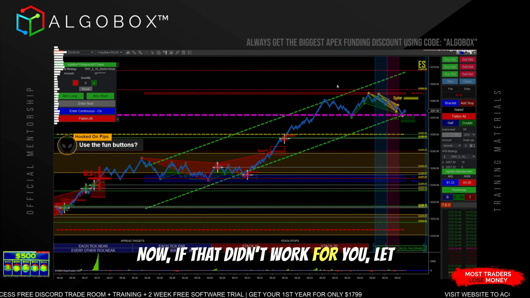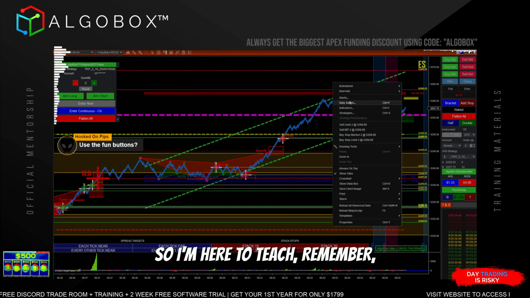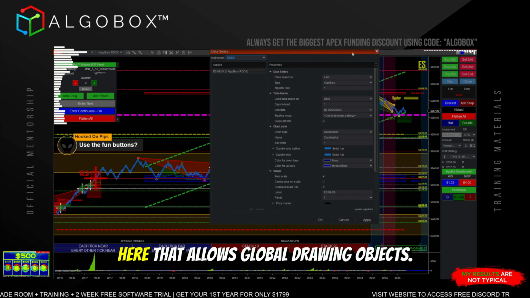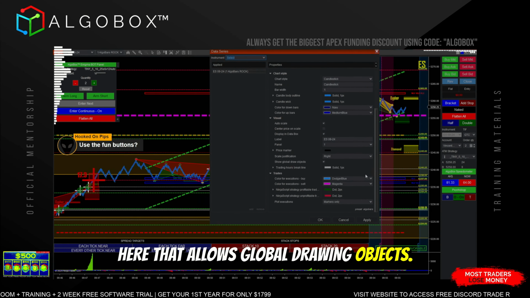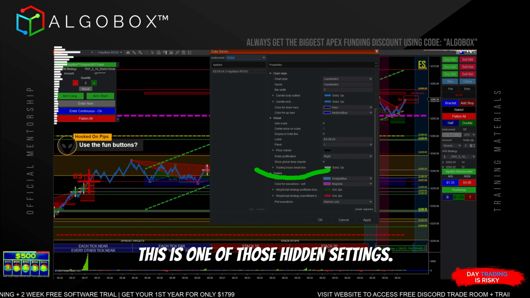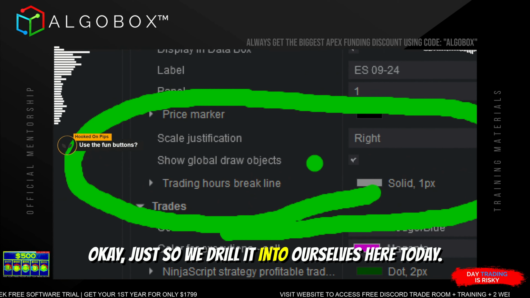Now, if that didn't work for you, let me show you something everybody always forgets. So I'm here to teach, remember. I'm going to come in here to data series, and there is an option in here that allows global drawing objects. Here it is right here. You need to make sure this is set. This is one of those hidden settings, okay? Just so we drill it into ourselves here today.